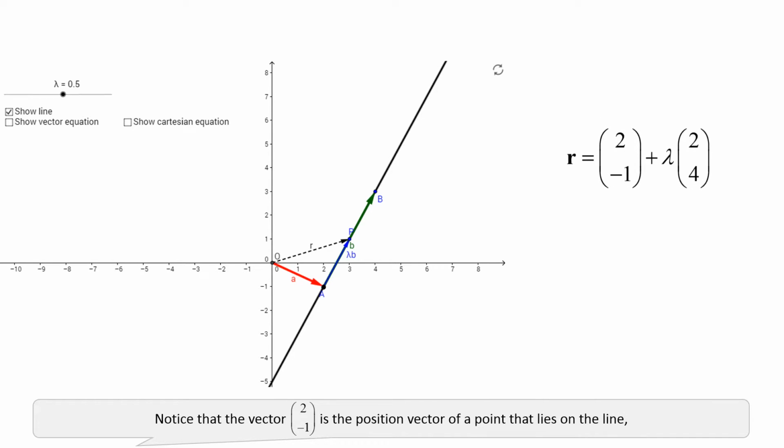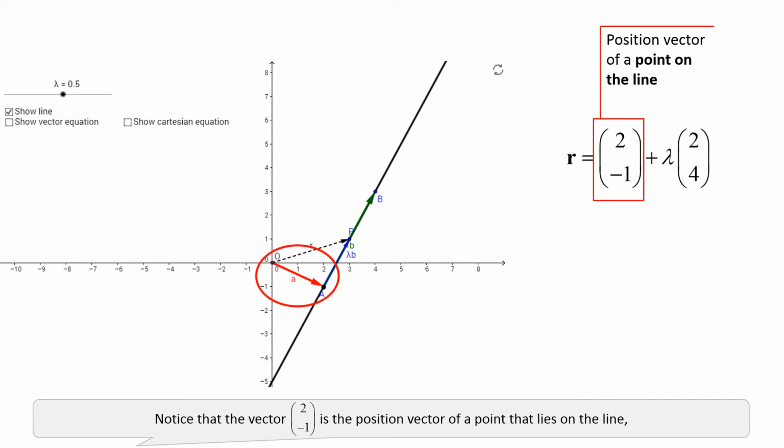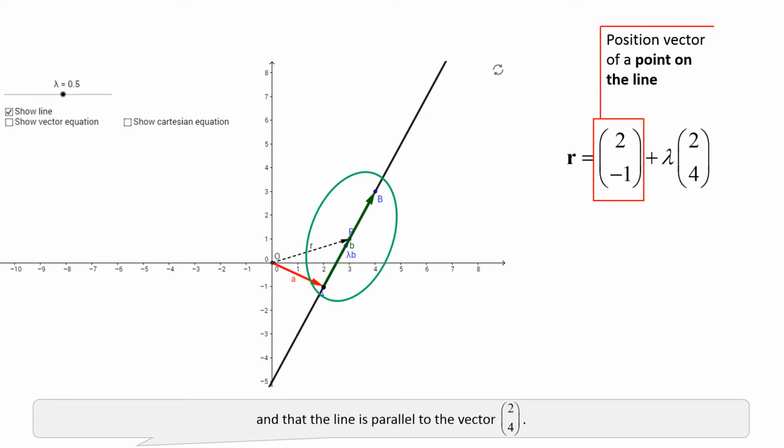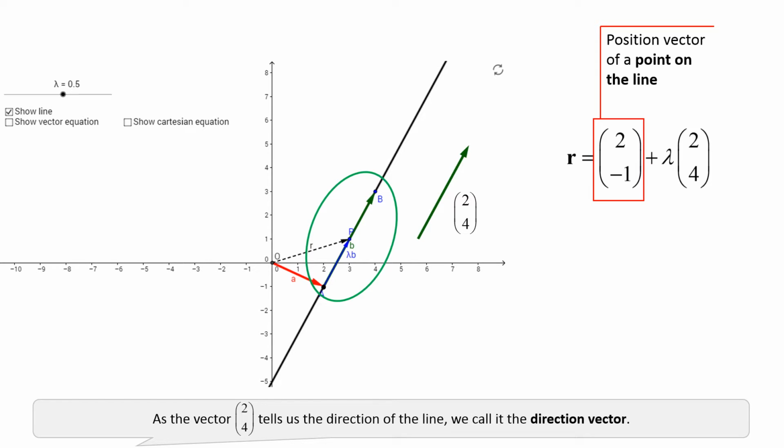Notice that the vector (2, -1) is the position vector of a point that lies on the line, and that the line is parallel to the vector (2, 4). As the vector (2, 4) tells us the direction of the line, we call it the direction vector.